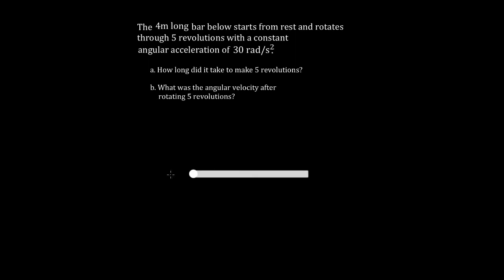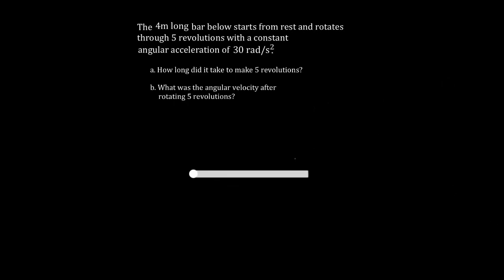Let's say you had a 4-meter long bar. That's why I've had this bar here the whole time, to show that it can rotate. It starts from rest and it rotates through 5 revolutions with a constant angular acceleration of 30 radians per second squared. And the question is, how long did it take for this bar to make the 5 revolutions? So how do we tackle these problems?